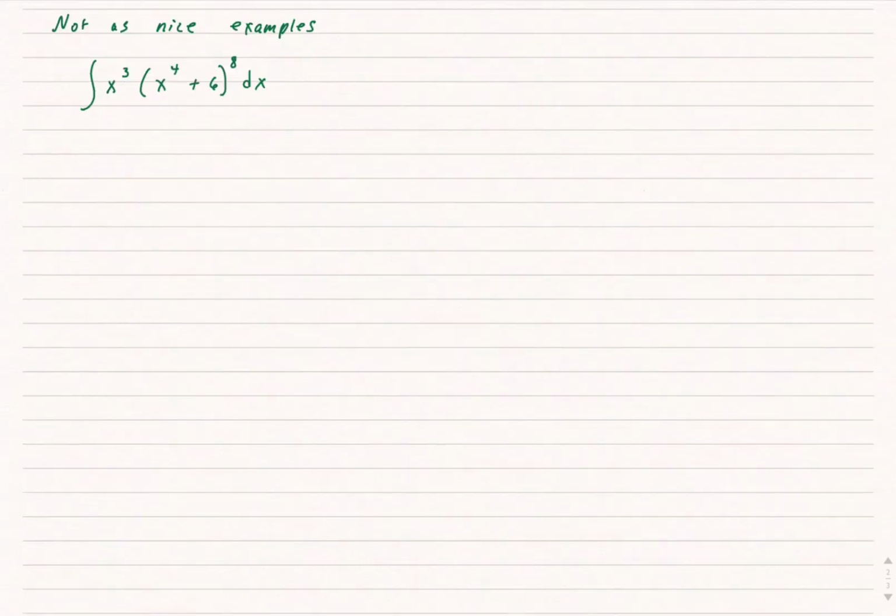Let's look at this example. My first guess would be that my inside function should be this. That is, u should be equal to x to the 4th plus 6. When I take du, I get 4 times x cubed dx. The trouble is, I see an x cubed dx in there, but I don't see a 4. So what I'm going to do is solve for what I know I have. I have this x cubed times dx, so I'm going to solve for that. If I divide both sides by 4, I end up with du over 4 equals x cubed dx.